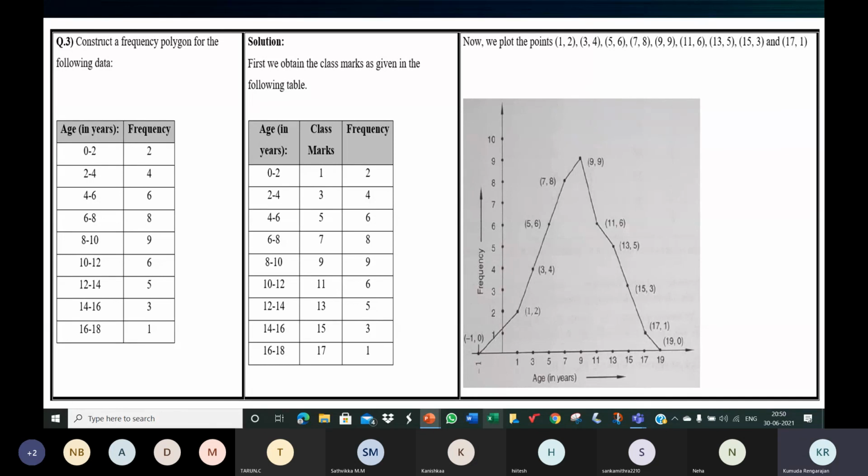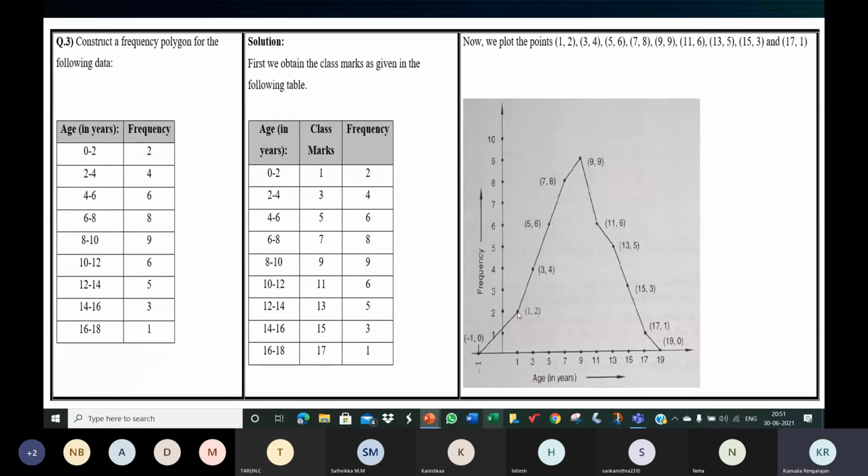What's the class mark of 18 to 20? 19. Thank you, Sangamitra. So the class mark will be 19, and the frequency, since that's an imaginary class interval, is 0. So 19, 0 is the other point to be plotted. That's what you see here. Minus 1, 0 and 19, 0 are the points which we get out of the imaginary class intervals.